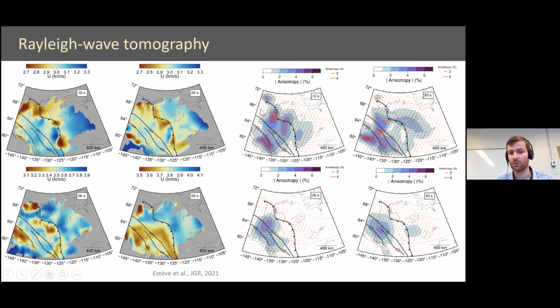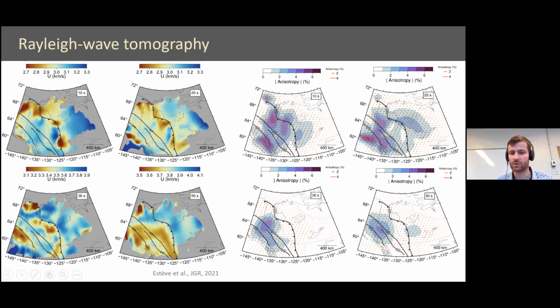And you can see, for the 10 and 20 seconds, we have in red, each red bar represents the fast axis orientation of the surface waves here. And the length of the bar gives you an idea of the percent of anisotropy. And what we see is that the fast axis orientations tend to align with the main tectonic structures. So they are northwest, southeast, just like the main tectonic structures like the Tintina, Denali, and Teslin faults.